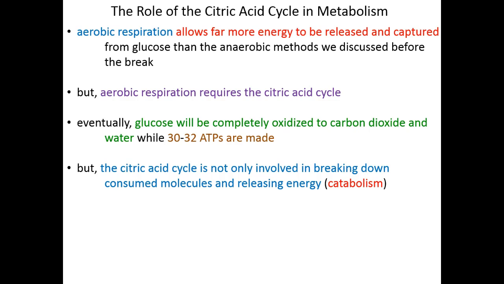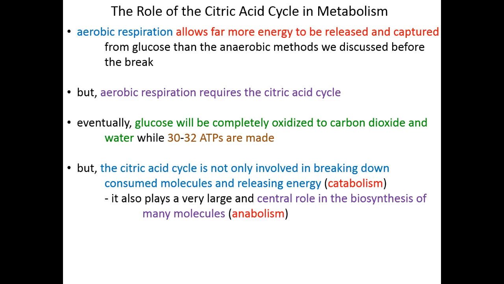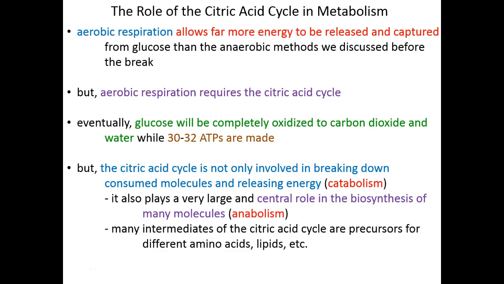As I mentioned, the citric acid cycle is also involved in breaking down other consumed molecules to release energy. Fats and lipids are also eventually fed into the citric acid cycle. That's all catabolic. And it also plays a role in making molecules. So we will steal precursors from the citric acid cycle and use them to build biomolecules that we need to survive. And so the citric acid cycle plays a very big role in anabolism as well. Again, this idea of it being a central hub of metabolism.